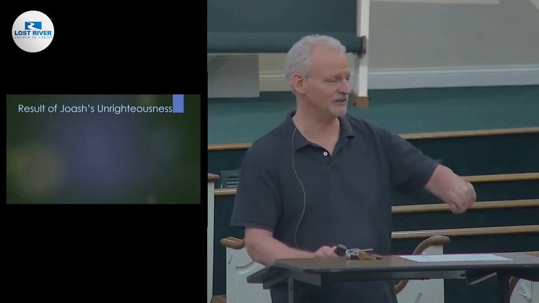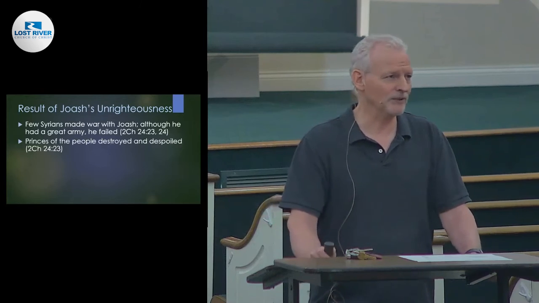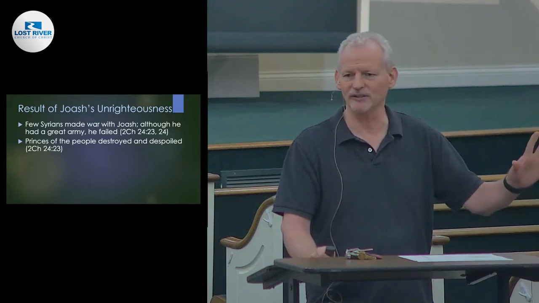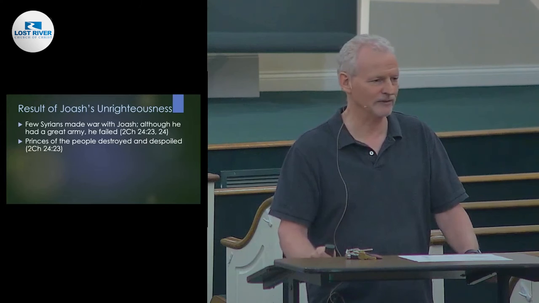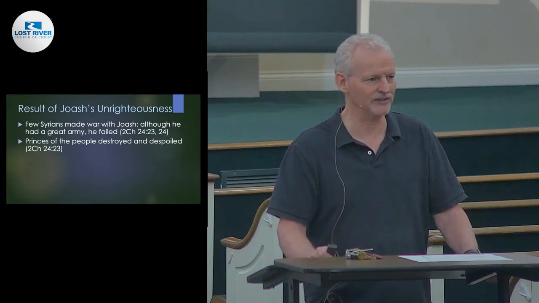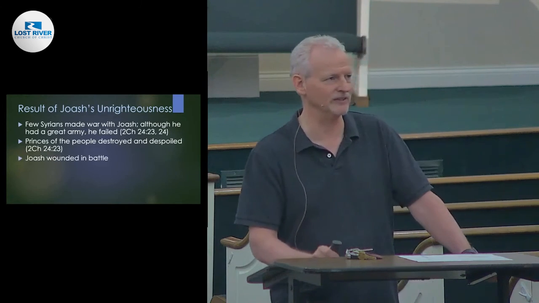So, as a result of Joash's unrighteousness, a few Syrians came down and made war with Joash, and although he had a great army, he failed. The princes of the people were destroyed and despoiled by the Syrians. These princes encouraged him to neglect the house of the Lord and establish the Asherah and the idol worship in the land.